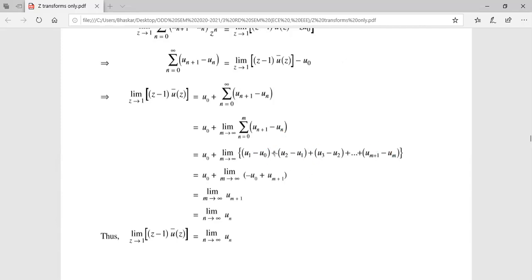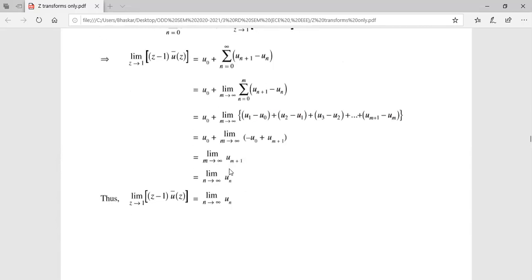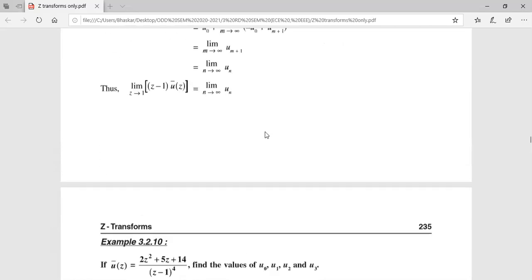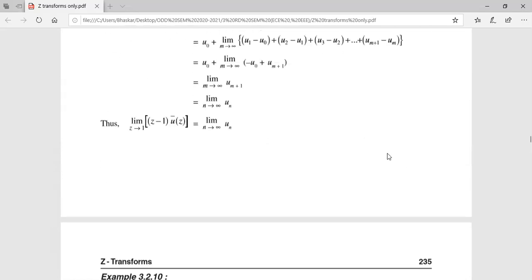So we got u_{m+1}. When m tends to infinity, m plus 1 also tends to infinity, so m plus 1 is just n. We get limit n tends to infinity of u_n. That's the proof of the initial and final value theorems.